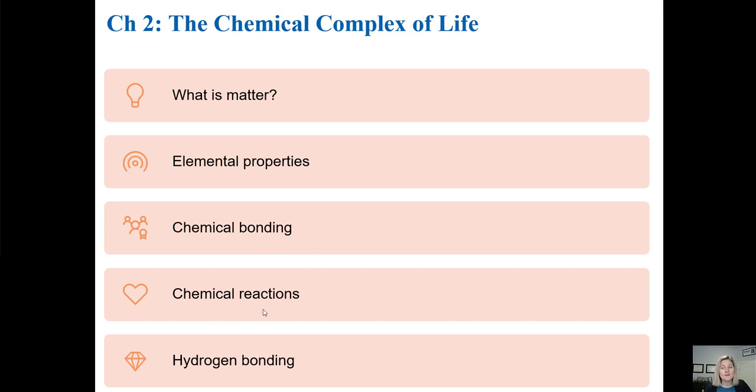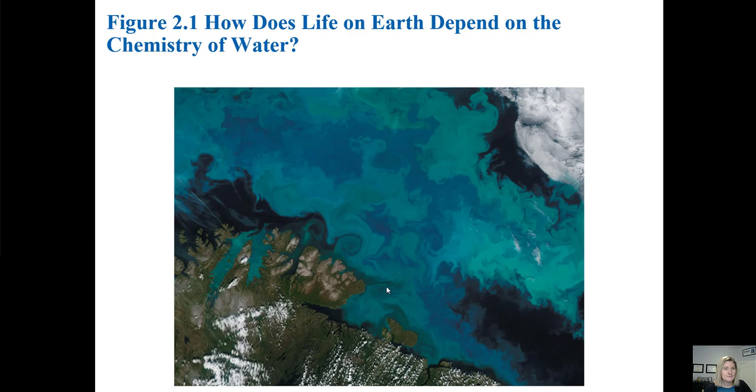And then we'll get into chemical reactions, where multiple molecules can interact together to form other compounds and other molecules. And then we'll also talk about hydrogen bonding and so forth. How does life on Earth depend on the chemistry of water? We're also going to touch on the properties of water and learn why every living thing contains water and needs it for survival. So we're going to talk about chemistry today.